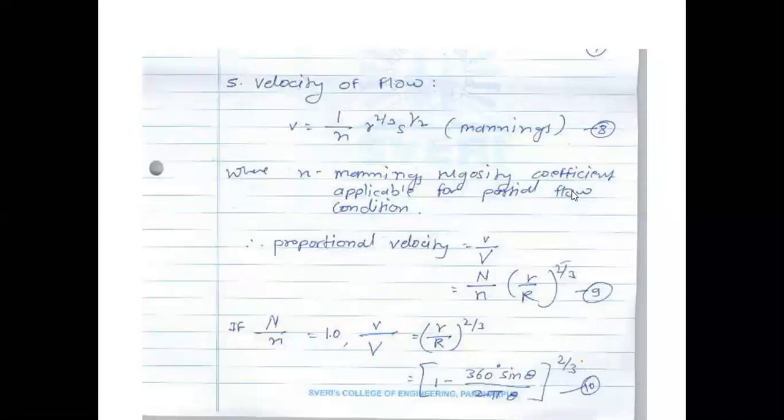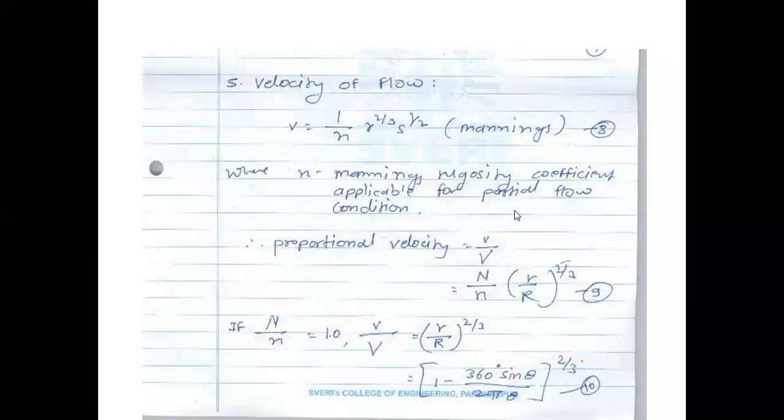Now we have to find out the velocity. The velocity equation is determined by using the Manning's formula. Velocity of flow is V equal to 1 upon N into R raised to 2 by 3 into S raised to half, where small n is the Manning's coefficient applied for the partial flow condition, and capital N is applied for the condition when it is running full. Then in R raised to 2 by 3, small r is the hydraulic mean depth when it is running partially full. If it is written capital R, it is for the condition of running full.